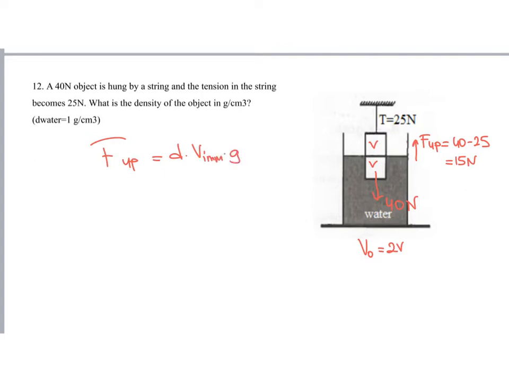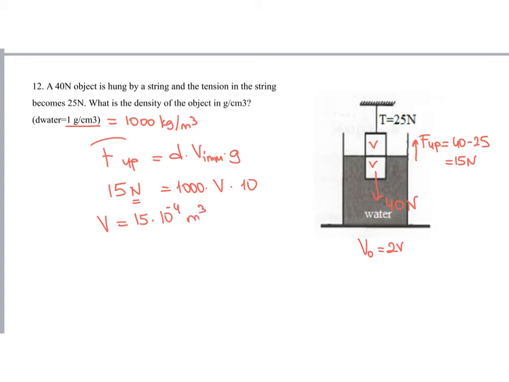Now I'm going to put in the values. Upthrust force is 15 Newton. As it is in Newton, I have to take the density in kilograms per cubic meter, which is equal to 1000 kilograms per cubic meter. So 1000 times V times 10. So V is equal to 15 times 10 to the minus 4 cubic meter.